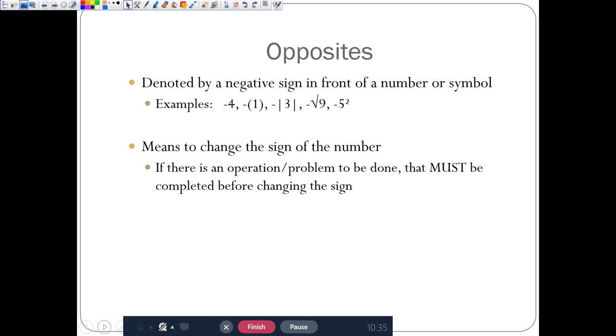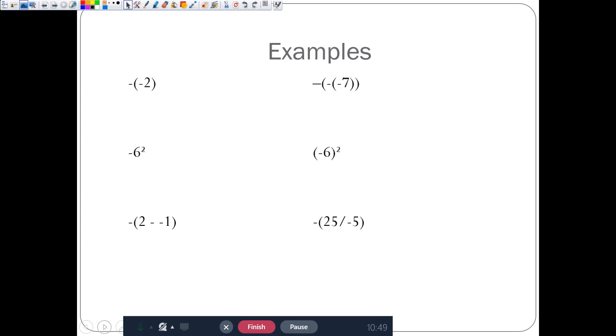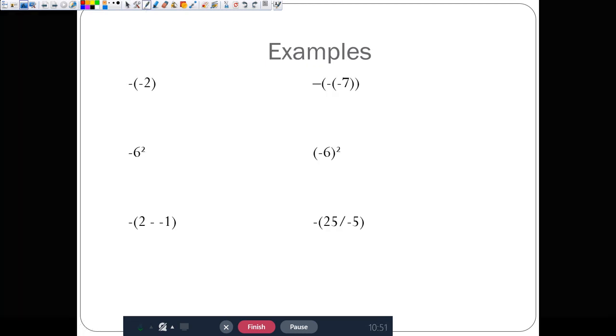For example, if we need to find the absolute value, we need to find that first and then change the sign. Here we needed to change the radical, so we needed to find the square root of 9, which is 3, and then change that to a -3. So let's try out some examples. So, what is the opposite of -2? So this negative sign up here is telling me the opposite. So what is the opposite of -2?